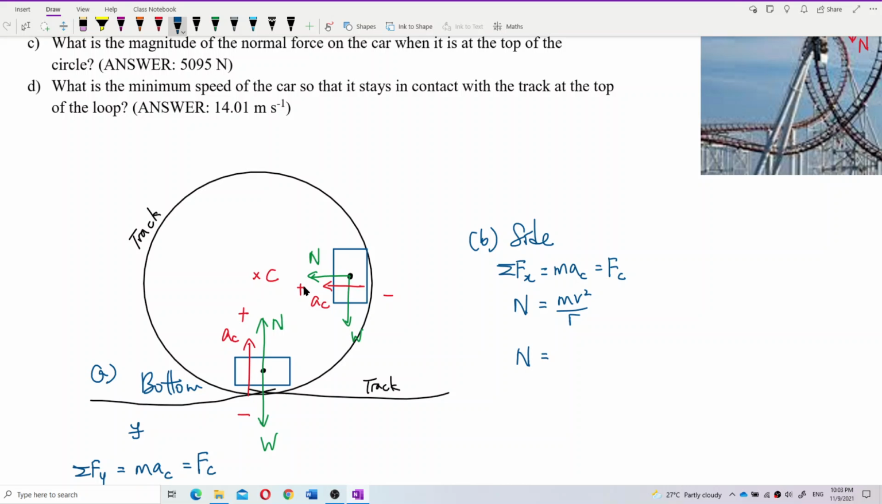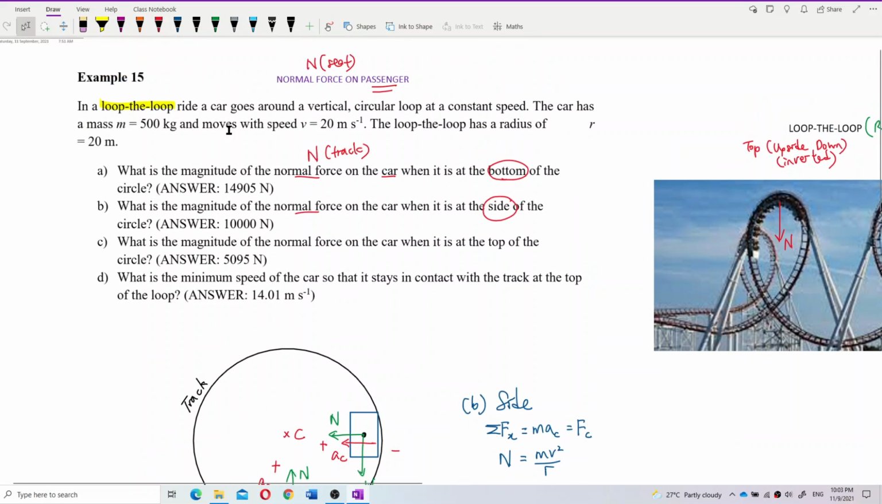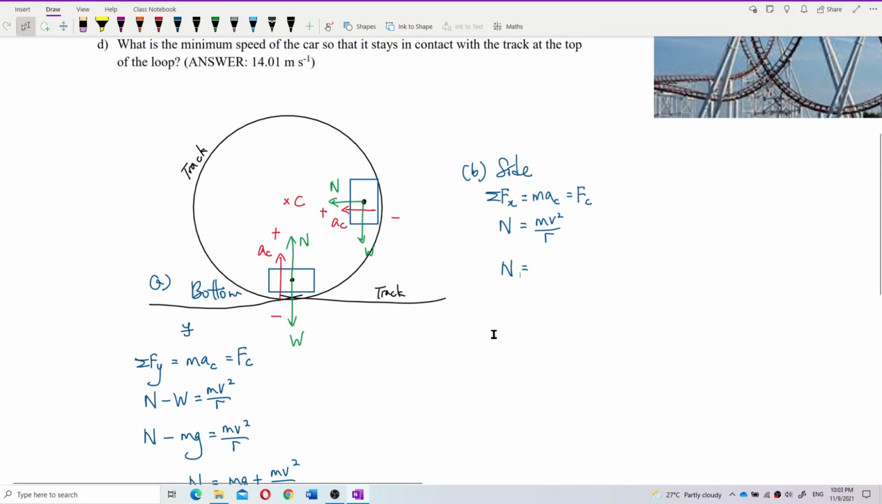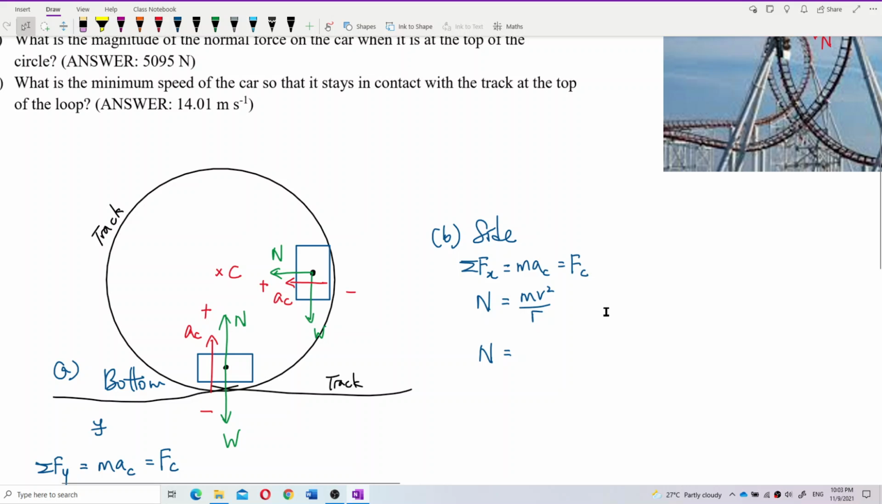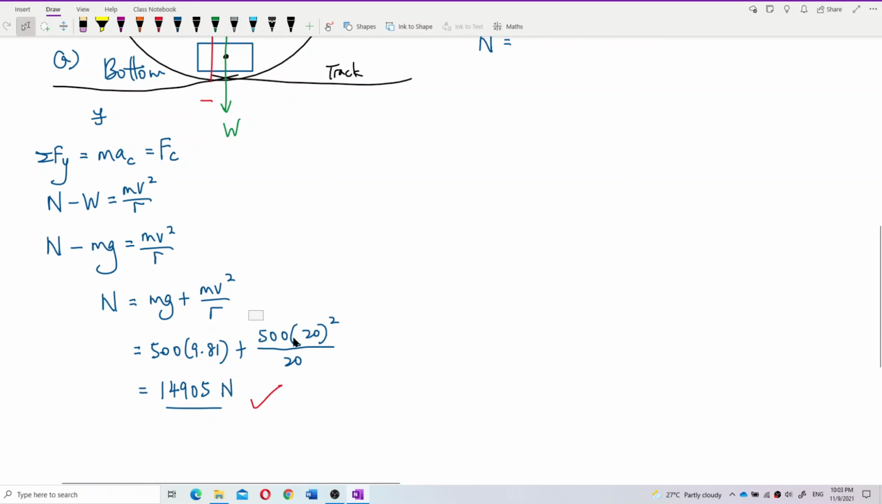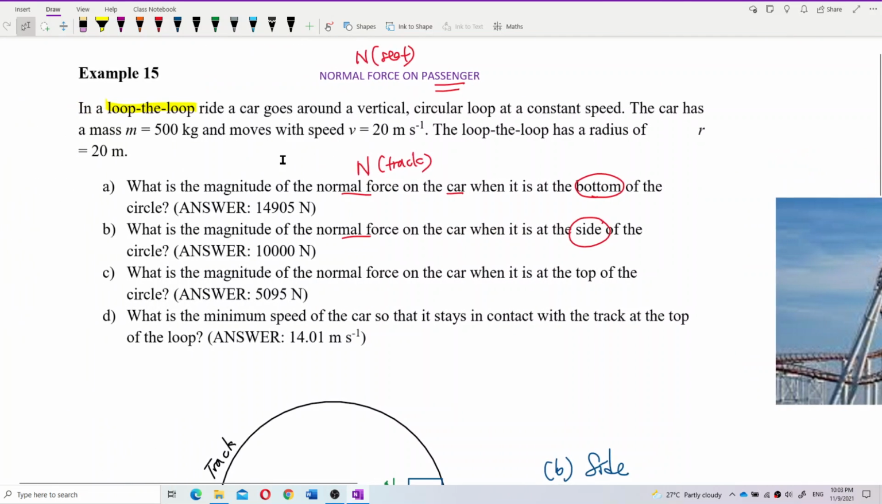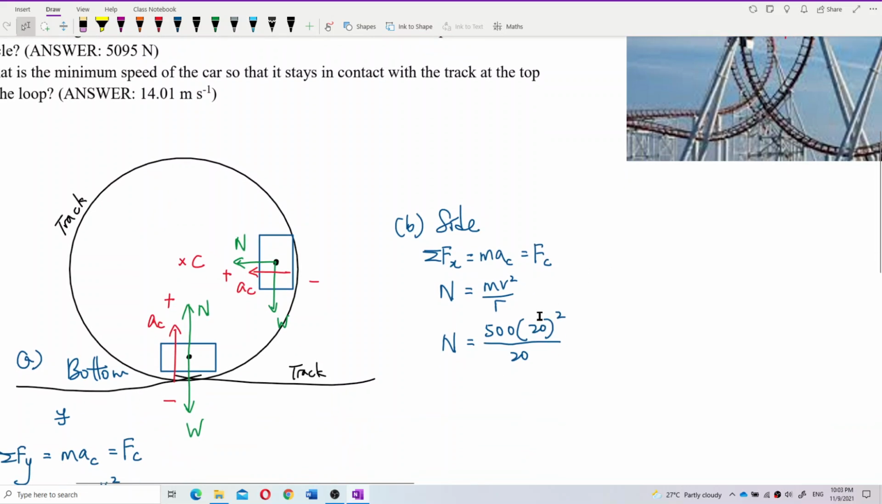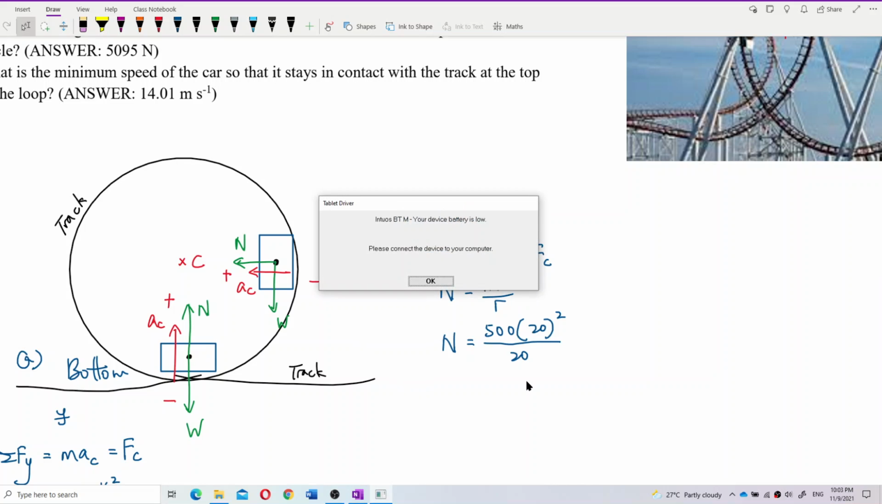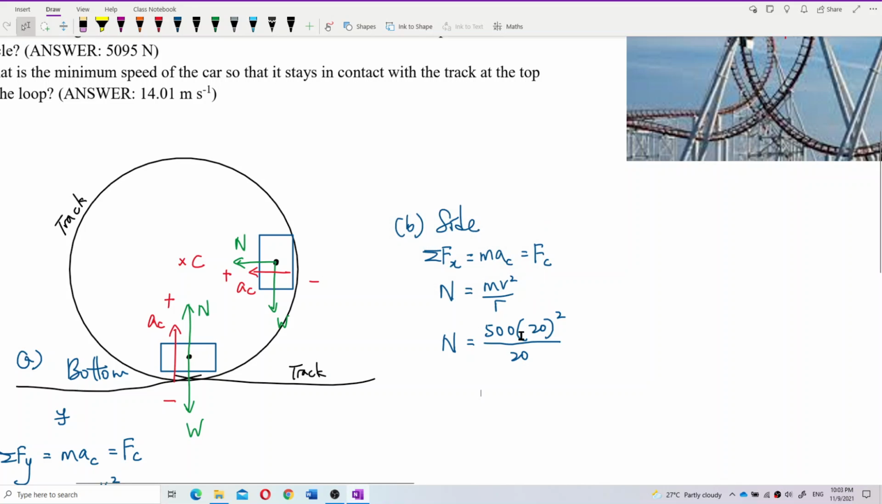So let's plug in all the values. The mass is 500. I think we already have that over here, so just copy it. V is 20, r is 20. Yeah, that's correct. So let's calculate this value and see.